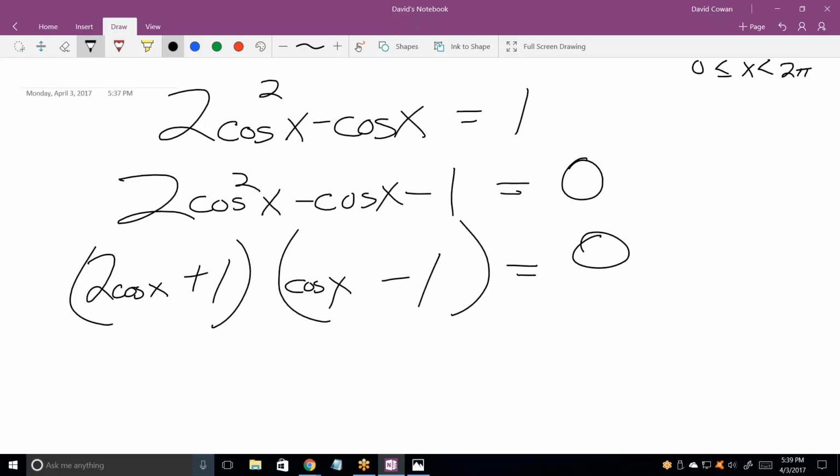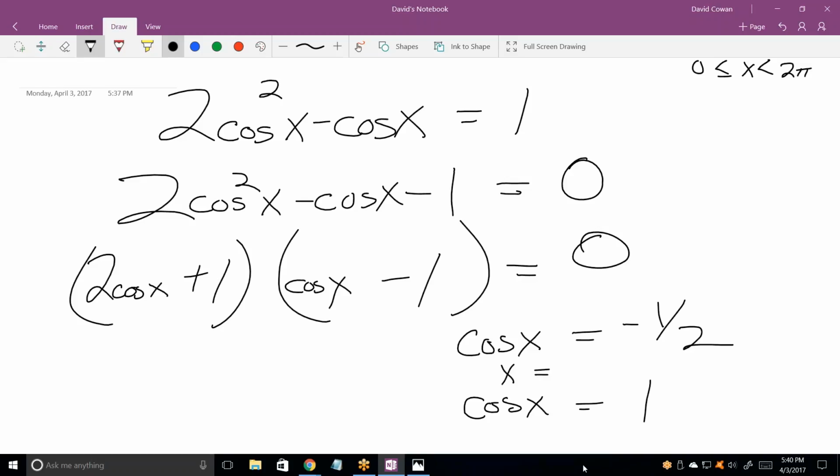Well, now you can solve for x for each of them. So set 2 cosine x plus 1 equal to 0, which gives you this. And then set cosine x minus 1 equal to 0, which gives you that. Now let's take the first condition. Which angles is that true in the unit circle?